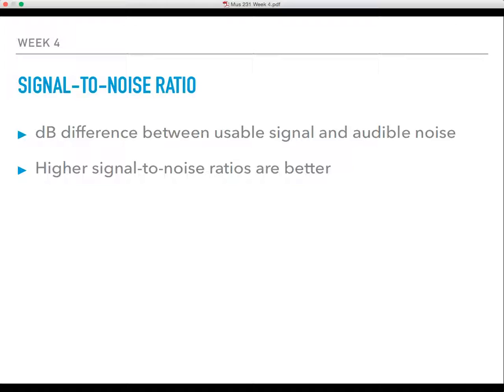In the signal-to-noise ratio, the dB difference between the usable signal and the audible noise is really what we're looking at. So it's the signal that is triumphant over the noise. Higher signal-to-noise ratios are better. Signal-to-noise is interesting because the signal-to-noise ratio is an actual given ratio that's provided for pieces of equipment.